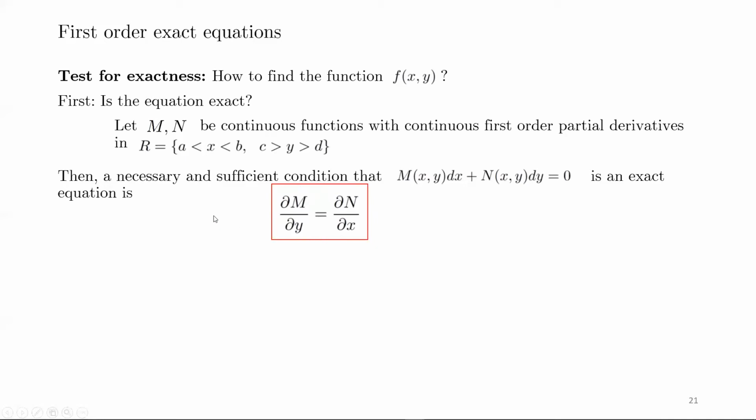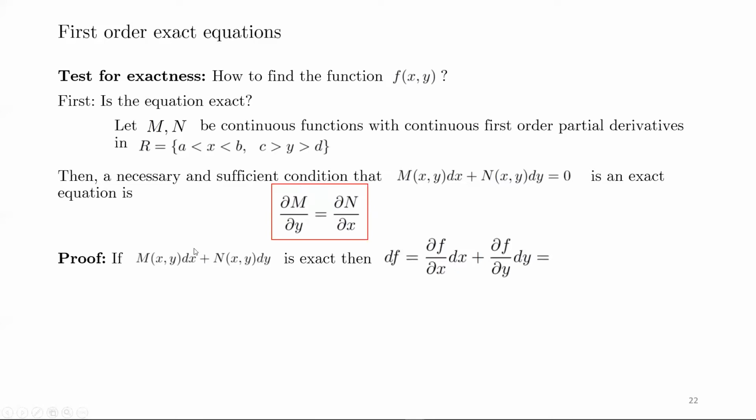So let's prove that that's true. Let's assume for a second that M times dx plus N times dy is exact. Then we know that the differential df, by definition, is the partial derivative of f with respect to x times dx plus the partial derivative of f with respect to y times dy. Of course, this is equal to M times dx plus N times dy.